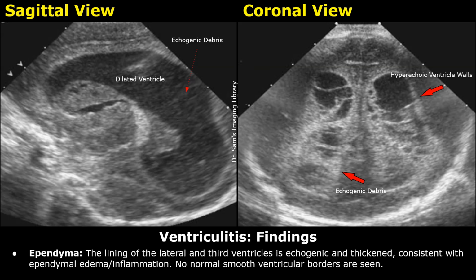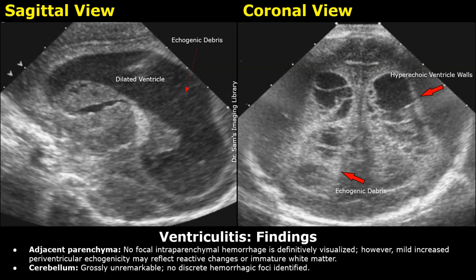Ependyma. The lining of the lateral and third ventricles is echogenic and thickened, consistent with ependymal edema or inflammation. No normal smooth ventricular borders are seen. Adjacent parenchyma. No focal intraparenchymal hemorrhage is definitively visualized. However, mild increased periventricular echogenicity may reflect reactive changes or immature white matter. Cerebellum. Grossly unremarkable. No discrete hemorrhagic foci identified.